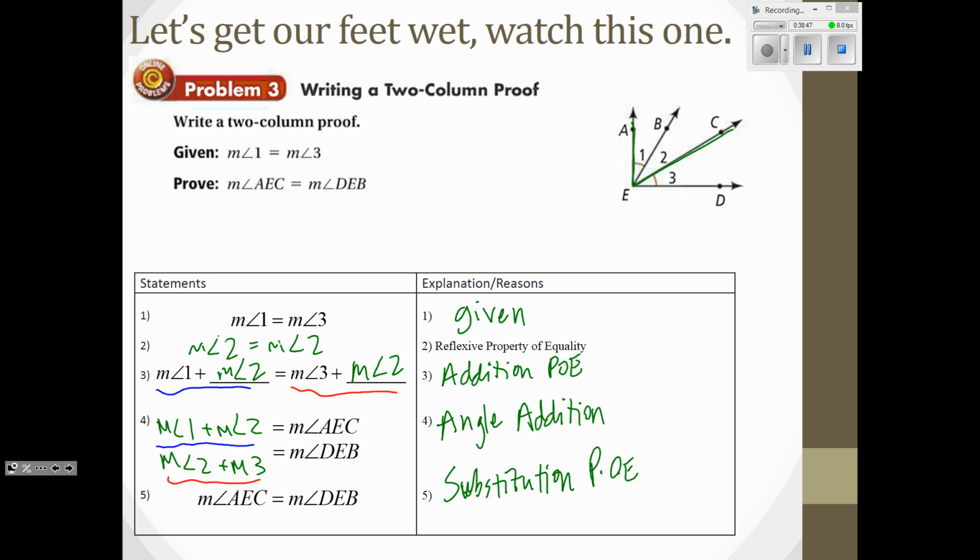Now, if you want a good example of a proof, you might want to take a picture of that. Or unless you've been writing it down, then by all means, have it written down.